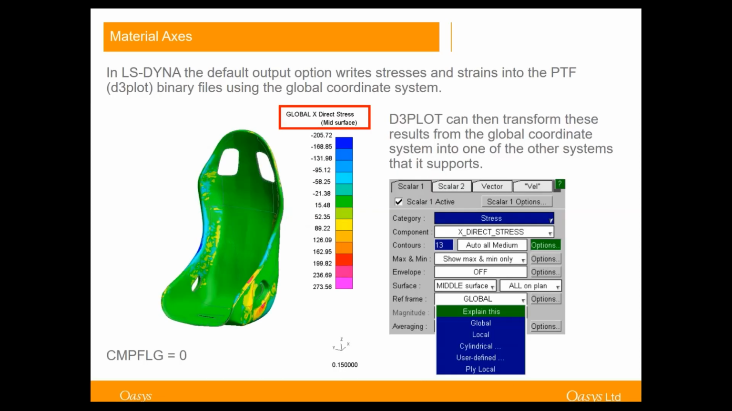So LS-DYNA by default writes results to the PTF files in the global coordinate system. And in existing versions of D3PLOT, D3PLOT can transform those results into other coordinate systems, which you do by selecting on the drop-down menu in the reference frame part of the data menu. So for example, you could select user-defined coordinates.